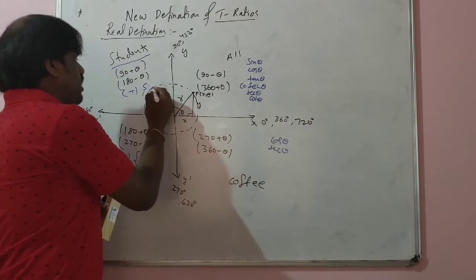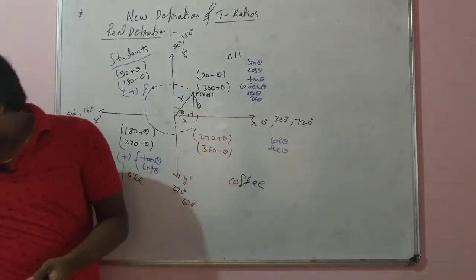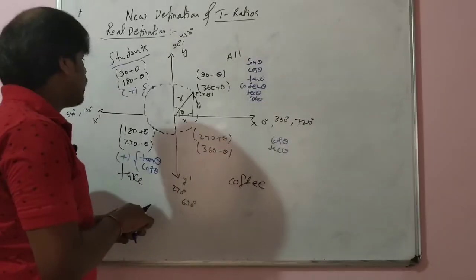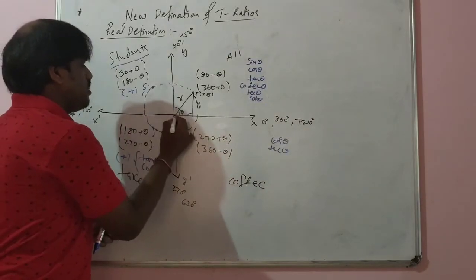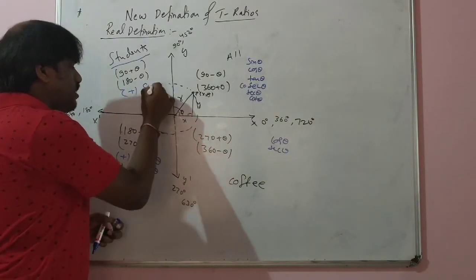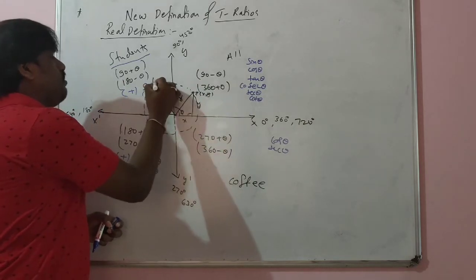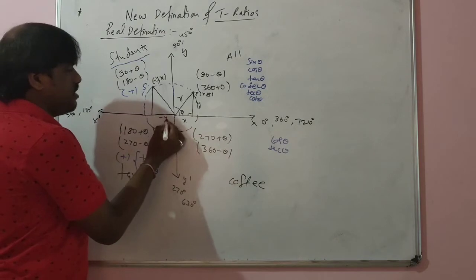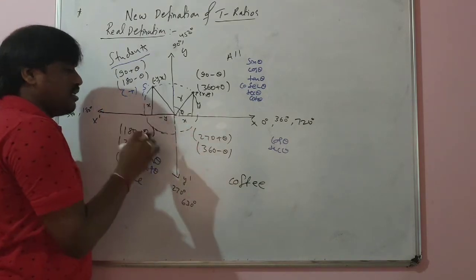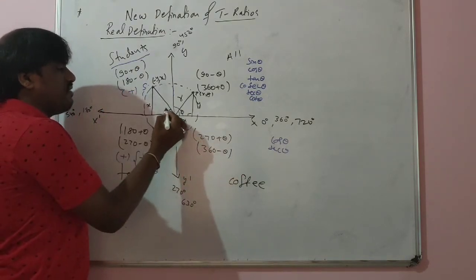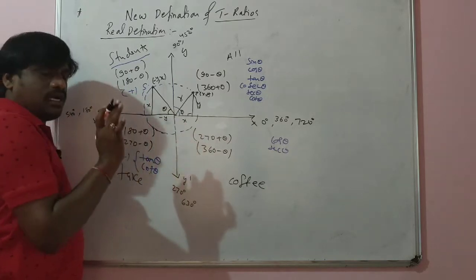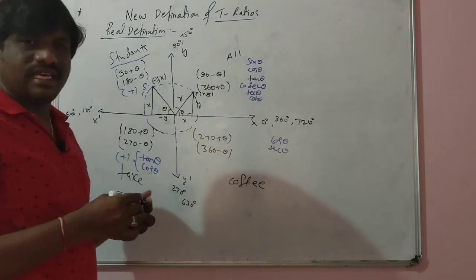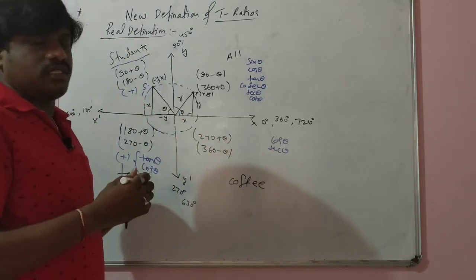If I take a point here, and a point there, and join them, and draw the perpendicular, this point will be minus y comma x. So this distance is minus y, and this is x. Otherwise you can see opposite and adjacent, like that condition. You can just see that.